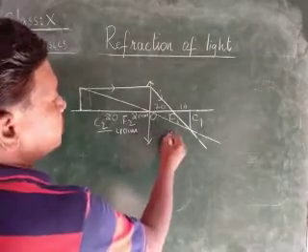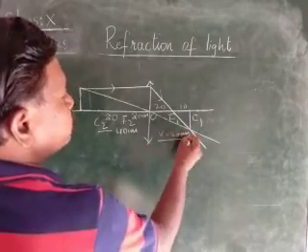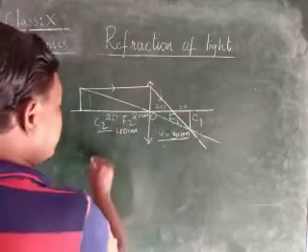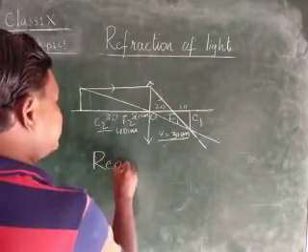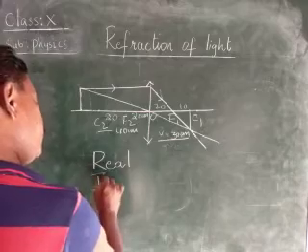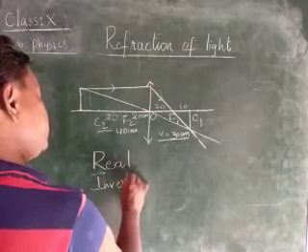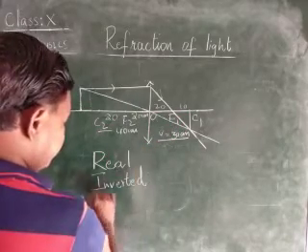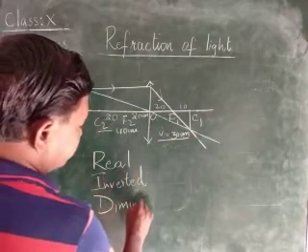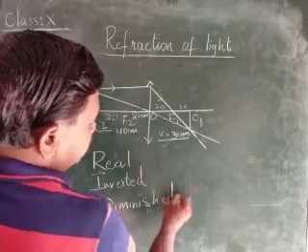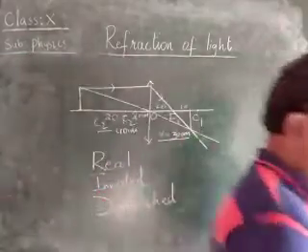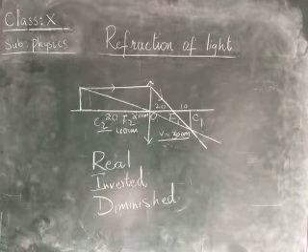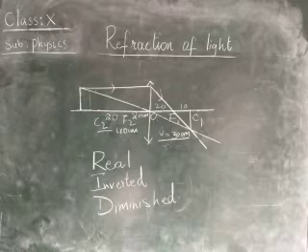Okay, v is equal to 30 centimeter we got. Therefore here what kind of image is formed? Real image, inverted image, and here diminished image. Real image, inverted image, and the diminished image is formed. Okay, right. We got the real, inverted, and diminished image.